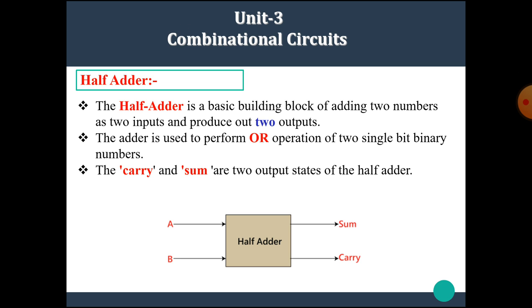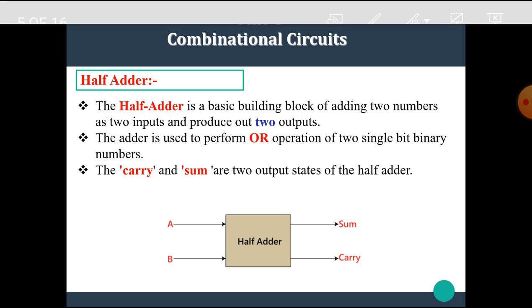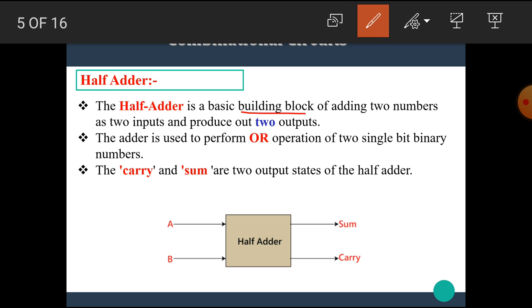Now let's see the example of the combinational circuit, the half adder. The half adder is the basic building block for adding two numbers, with two inputs and two outputs. The adder is used to perform the addition of two single bit binary numbers. The carry and sum are the two output states of the half adder. This is the block diagram of the half adder, in which we can see that there are two inputs A and B and two outputs, sum and carry.